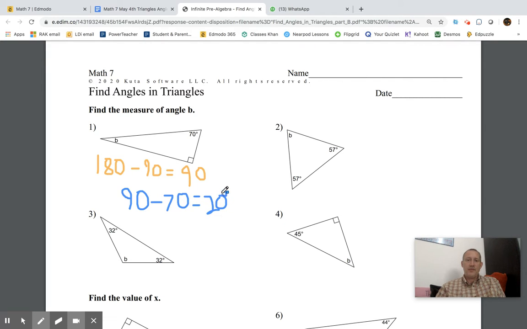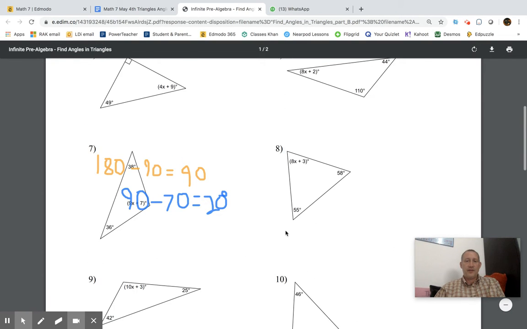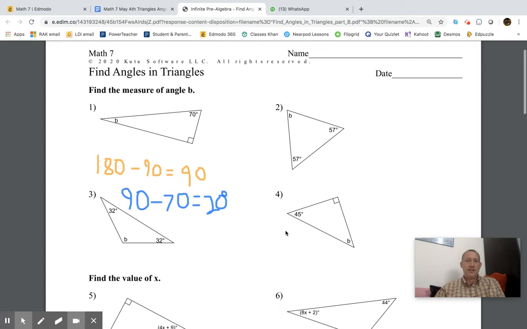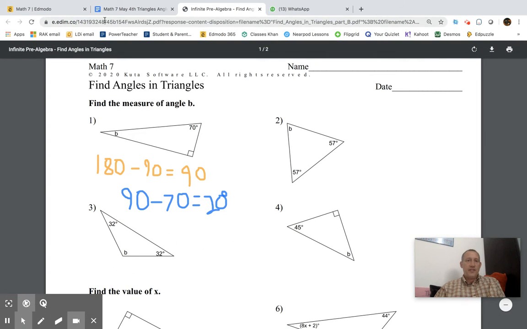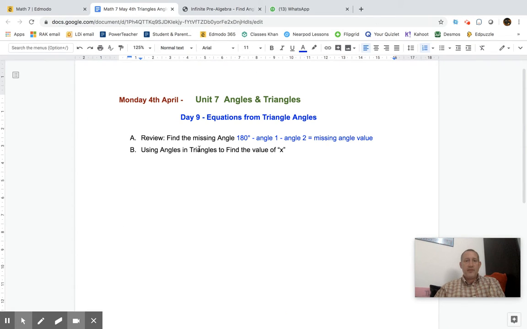So what is angle B for this problem? It is 20. So if you follow this along and write this down, then you already have one of your problems solved for this worksheet. There are 10 problems. Okay. All right. So that's solving triangles.